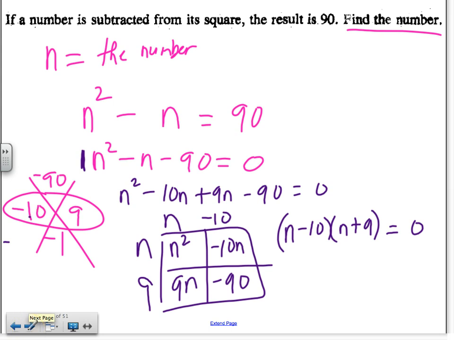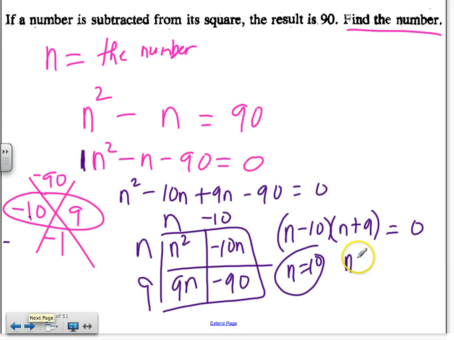For those of you who want to skip the box for now because it's 1, you can certainly do that. But if you're not sure and you want to test it out and make sure it's correct, do the box. You still get the same answer, okay? Just to be certain. So if I solve for your roots here, what do you get for n? 10. So 10 is one of my answers. What about the other one? Negative 9.